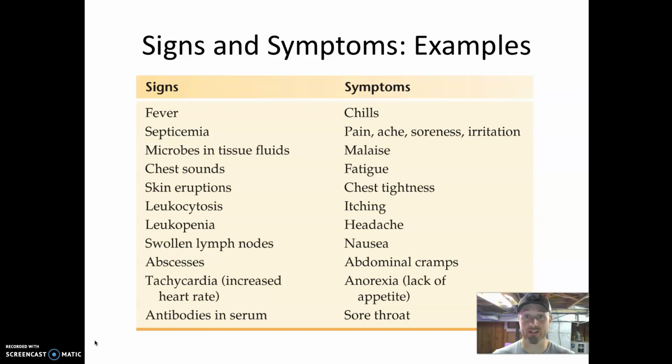We also have examples of symptoms. Again, chills. I feel cold. My temperature might not be decreased, but I can feel cold, right? We've got things like pains, aches, soreness, right? If my muscles are sore, you can't look at that or measure that, but I can tell you that that's what I'm experiencing. Malaise and fatigue, right? I just generally feel tired or awful. Those are great examples of symptoms. Things people are experiencing but can't be directly observed or measured.